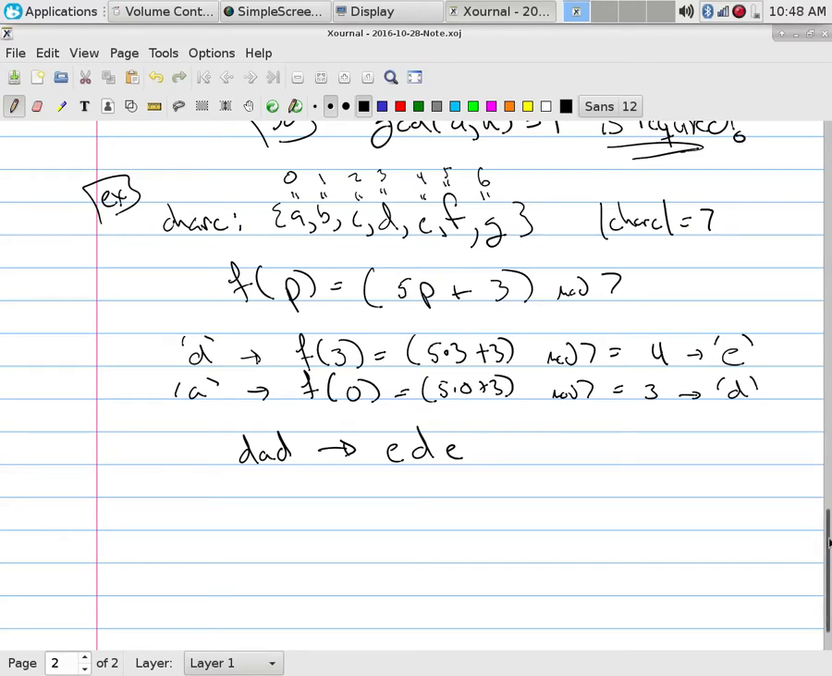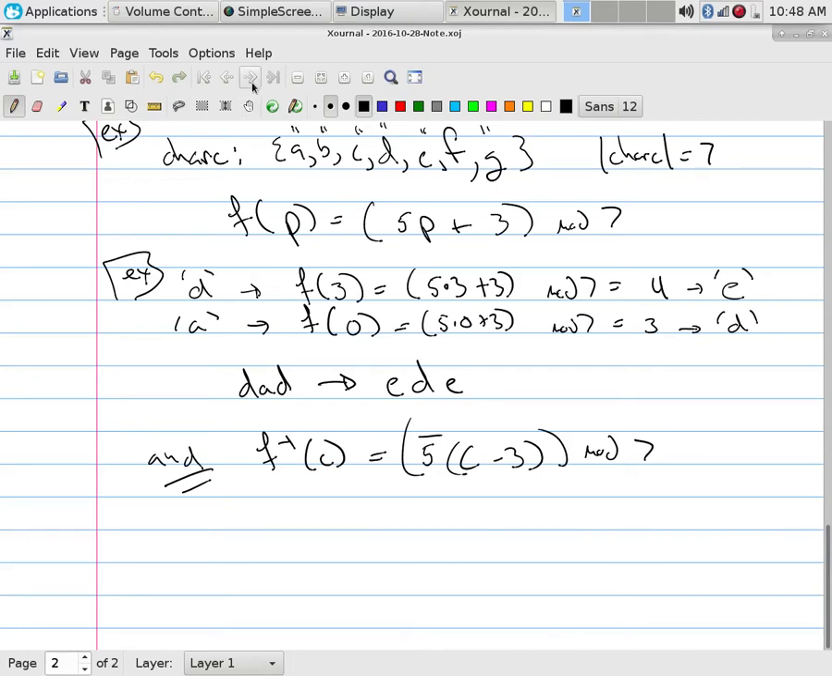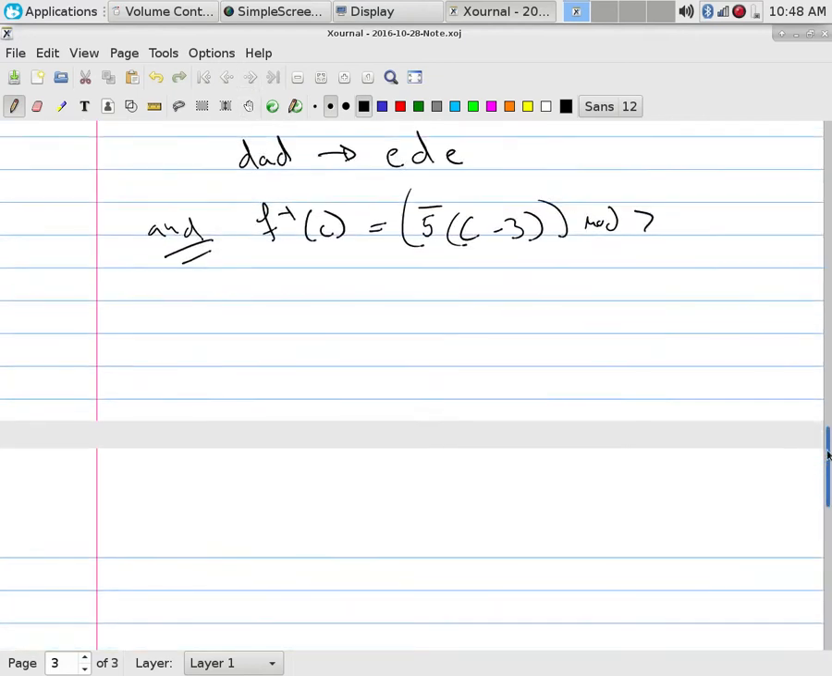Now here comes the fun part. What's my inverse function? F inverse of the cipher is what? I would take my cipher, subtract 3, and multiply this by 5's inverse mod 7. My problem is I don't know what 5's inverse is yet. Could I find 5's inverse?